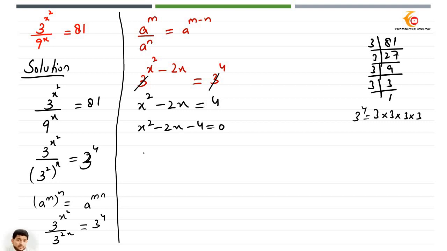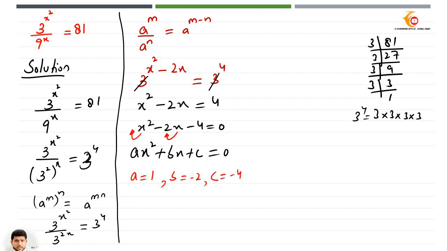So we have two options. The first thing is that either I will factorize the question and solve by factors, or we can solve by the quadratic formula. So here I am solving this question by the quadratic formula. As we know, the quadratic equation is ax square plus bx plus c equals 0. So here a equals 1, b equals minus 2, and c equals minus 4.